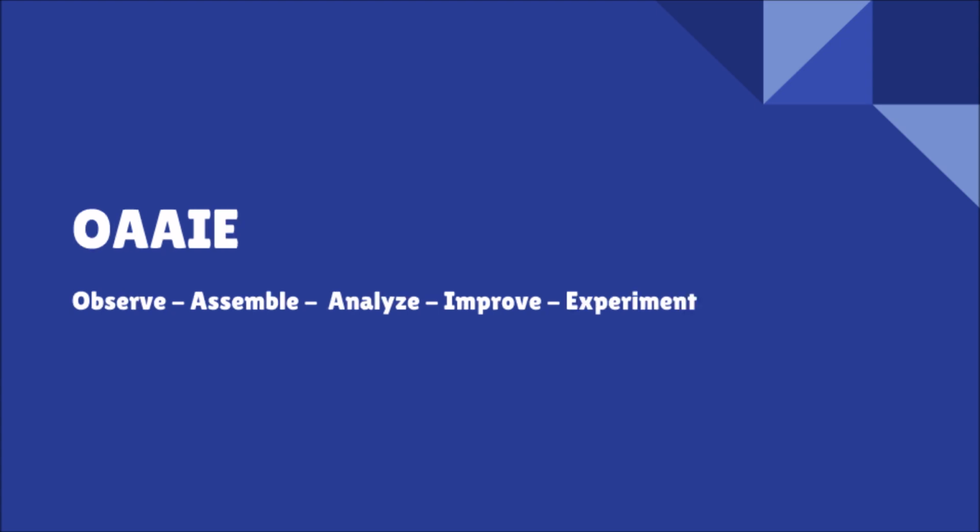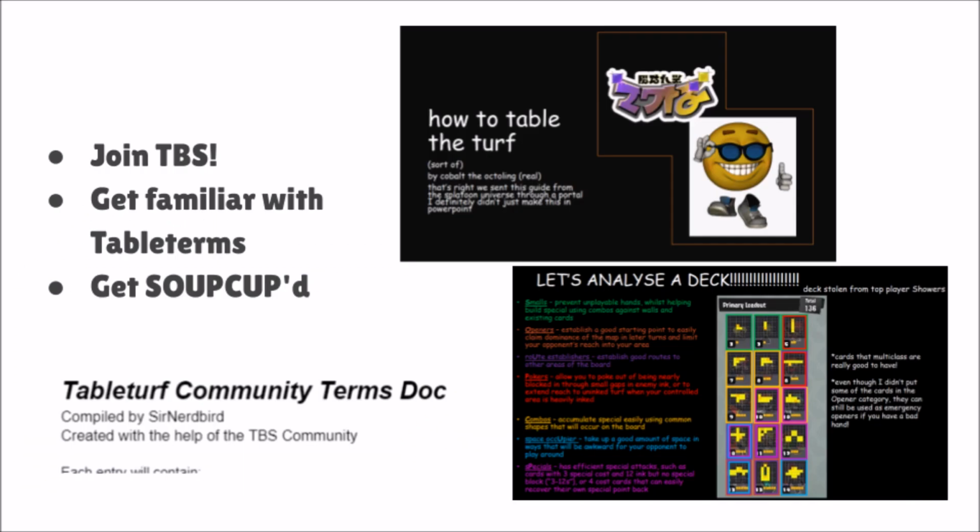But before we get into this, I would recommend you familiarize yourself first with the types of Tableturf terms, or as I call them, table terms, as collected by Sir Nerdbird, and the types of cards as described in Soup Cup by Cobalt from the TBS Discord as well. Both documents can be found in the resource channel of the TBS Discord, which is linked below, and you should definitely join and support us. But please read all the rules first, or you'll make me look like a goon in there.